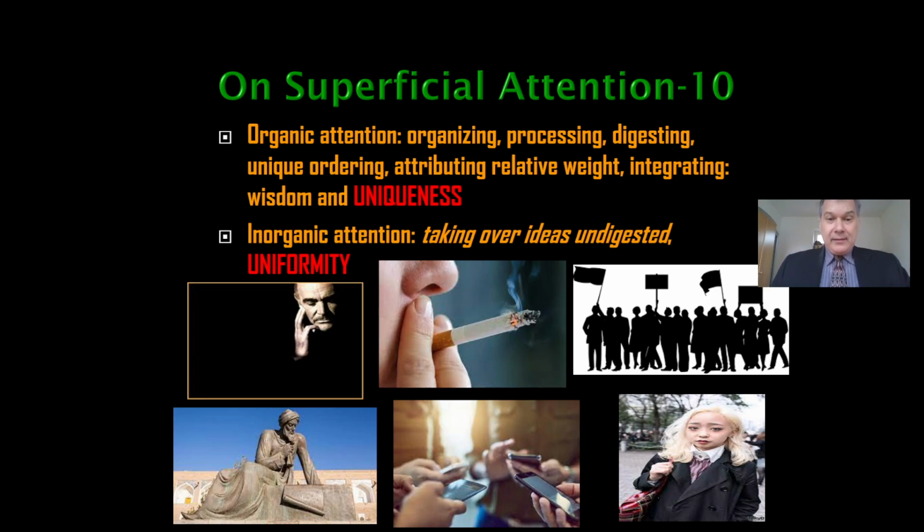But you don't. And so here's what happens. Here is a thinking man, okay? Organizing, processing, digesting, uniquely ordering, attributing relative weight, integrating information, okay? So this man here achieves wisdom and understands uniqueness. But what is it that we actually see? We see uniformity.